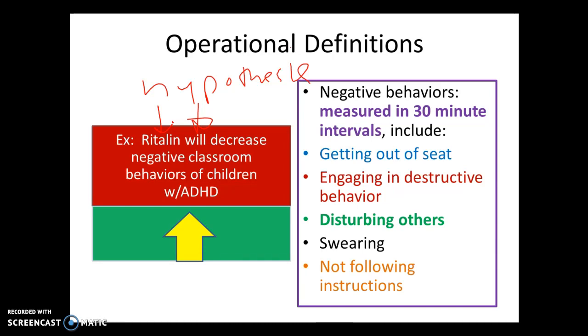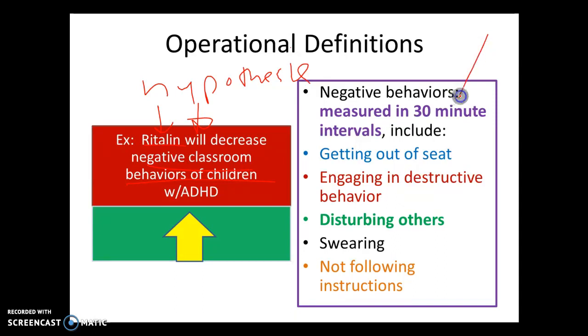Okay, so we know what our variables are, right? They're Ritalin and negative classroom behaviors. Those are our two variables. So I'm going to give you an example of operationalizing our variable. We're going to just do one of them, okay? Remember, we want to measure the presence of negative classroom behavior, right? As we give kids Ritalin or give them a placebo.